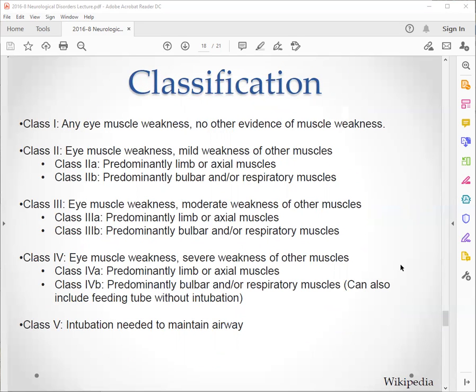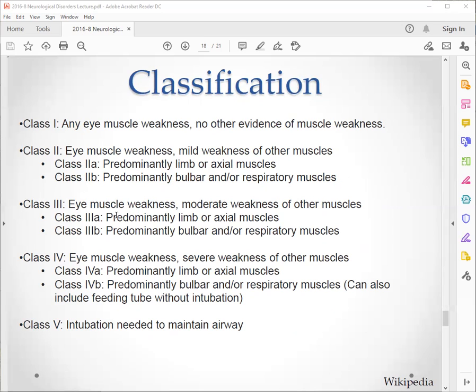There's a classification for this disease. Class 1 would be any eye muscle weakness, no other evidence of muscle weakness. Class 2, eye muscle weakness, limb weakness of other muscles. That's divided into 2 subclasses. Class 2A is predominantly limb or axial muscles. Class 2B is predominantly bulbar and respiratory muscles.